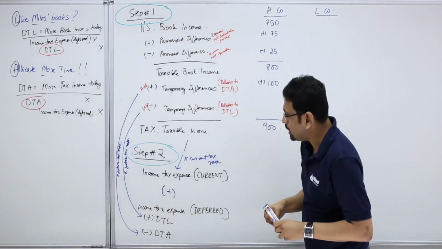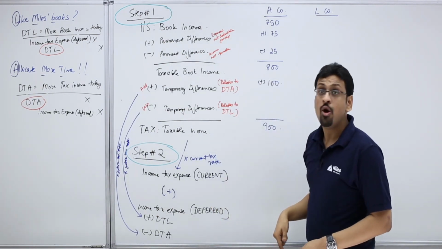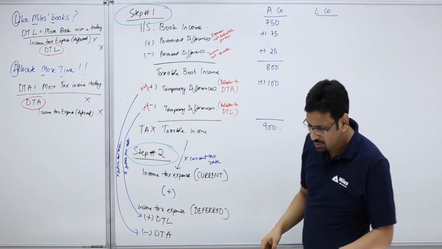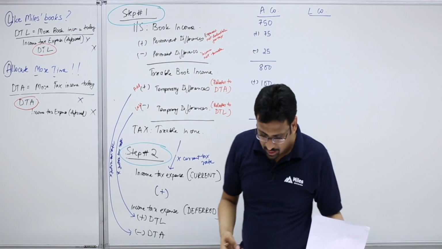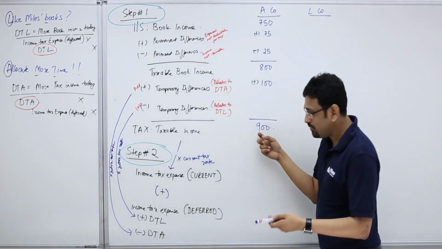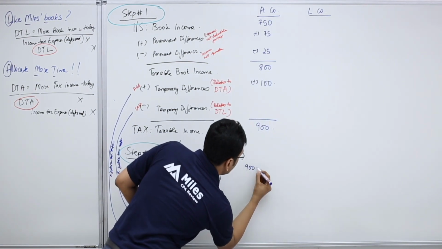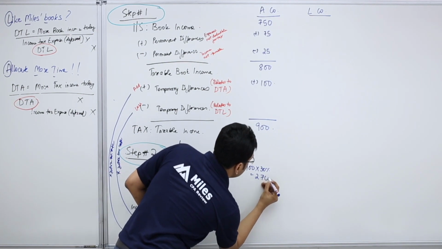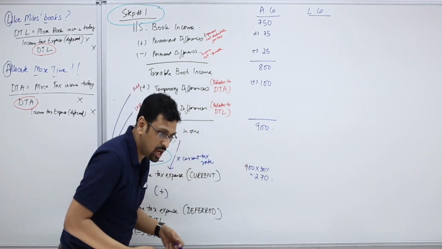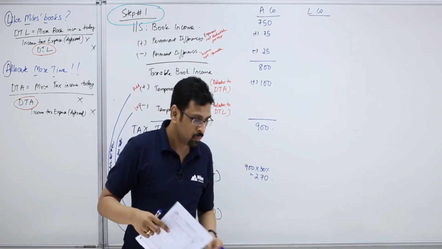So on step number 2, we'll first calculate the income tax expense current for this year. So this year on the tax return, it's $900. Tax rate for this year, it's 30%. So $900 times 30% gives me 270. That's the income tax expense current to be paid to the IRS, to be paid to Uncle Sam this year.